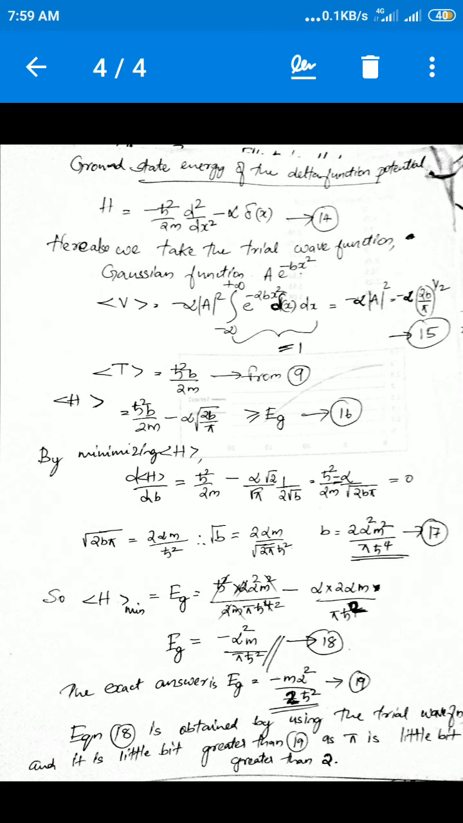But we know that equation 18 is obtained by using the trial wave function, isn't it? So it is a little bit greater than 19, as pi is a little bit greater than 2. So we got the solution, but a small difference is there. But still it is very, very close to the exact solution. That's all for today.